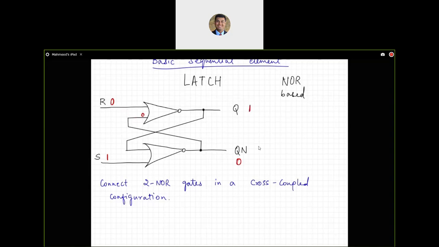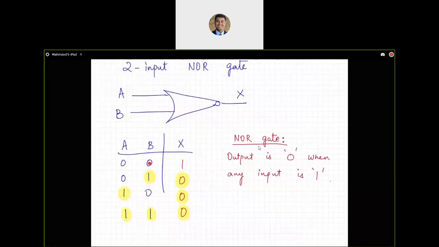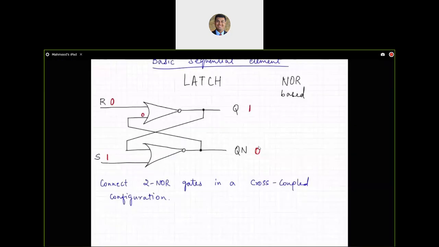I hope you guys are okay with this so far. I started with S as 1 and R as 0, and because S was 1, I didn't even need the other input. I could right away say Qn is 0. If Qn is 0 and R is 0, then my Q will be 1. If both the inputs are 0, my output will be a 1. Okay, so let's go back here. Say this is my starting state. This is what I have for both the inputs.